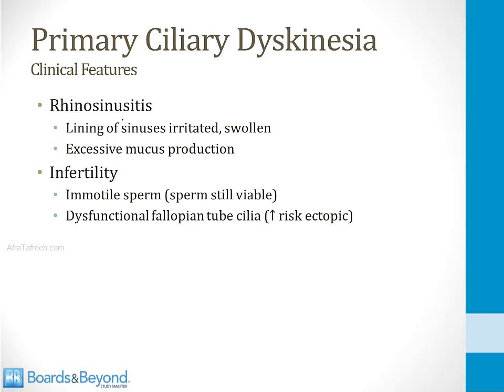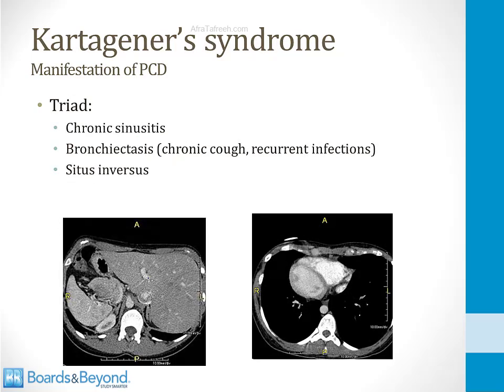Patients with primary ciliary dyskinesia get recurrent episodes of rhinosinusitis. This is because the linings of the sinuses are irritated and swollen because of excessive mucus production that cannot be cleared because the cilia aren't working. In addition, men with this condition are infertile because they have immotile sperm. The sperm are still viable, it's just that they're immobile and therefore they can't lead to fertilization of the egg. In addition, women with this disorder often have problems because they have dysfunctional cilia in their fallopian tubes. This means that it's harder for eggs to move down the fallopian tubes, and there's an increased risk of having an ectopic pregnancy.